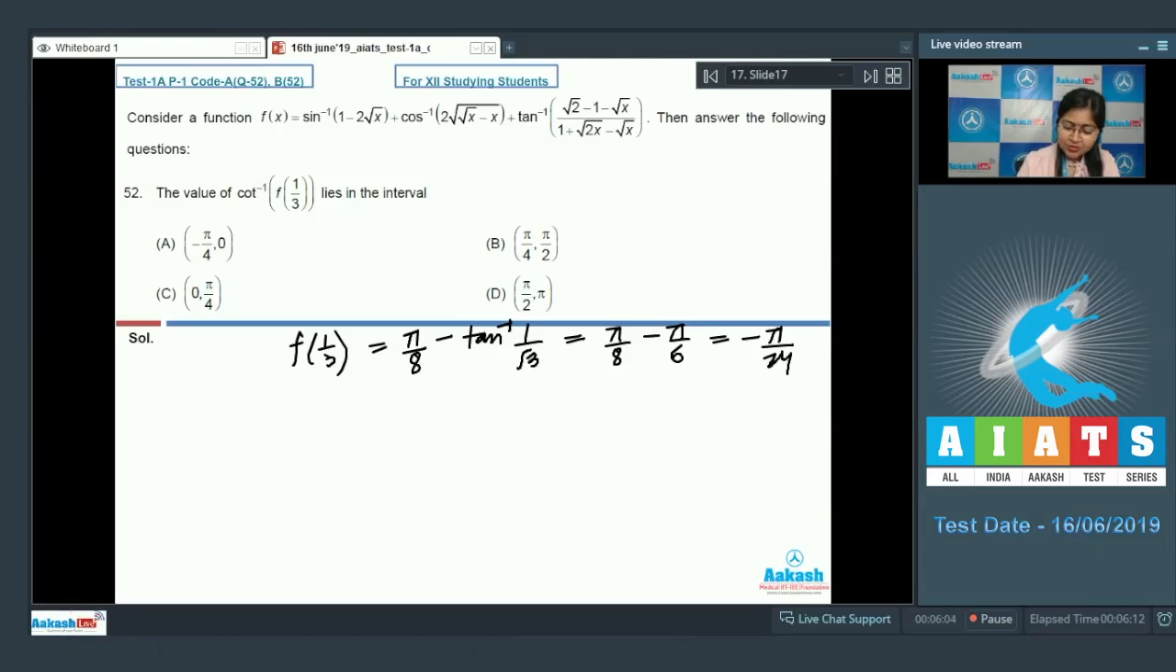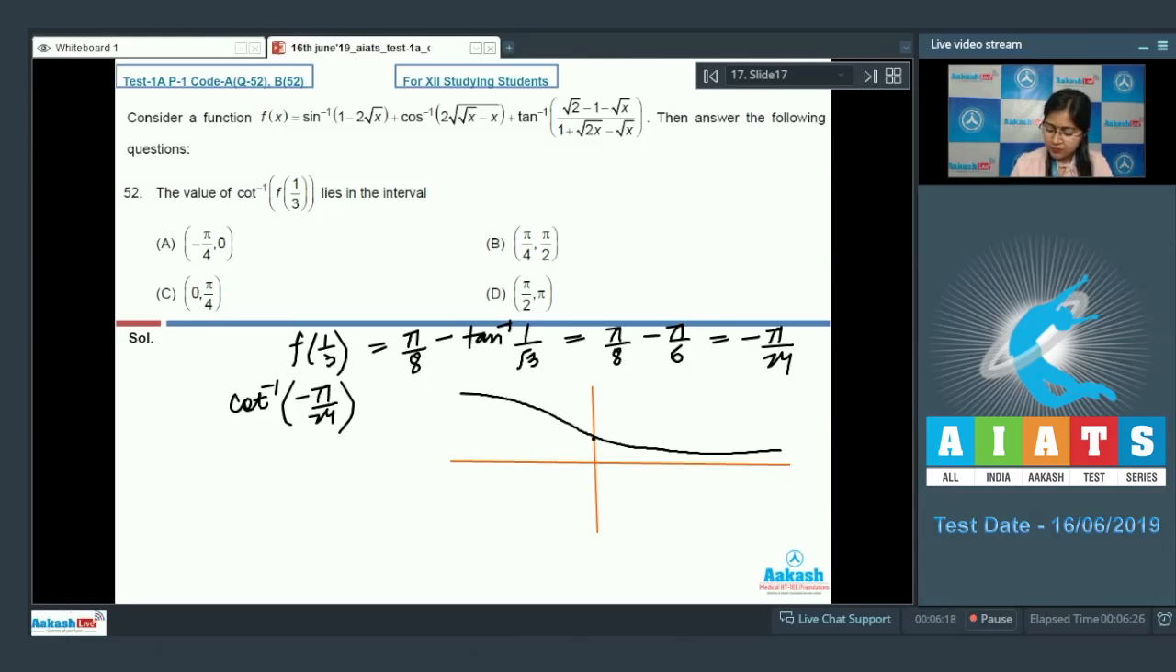Now it is asking the interval in which cot inverse of minus pi by 24 is lying. So let's make the graph of this function. Cot inverse theta is of this form, where this is 0 comma pi by 2. So at minus pi by 24, the value will be lying between pi by 2 to pi, because this is pi. So option number D will be the correct choice, that is, cot inverse theta will be lying between pi by 2 to pi.